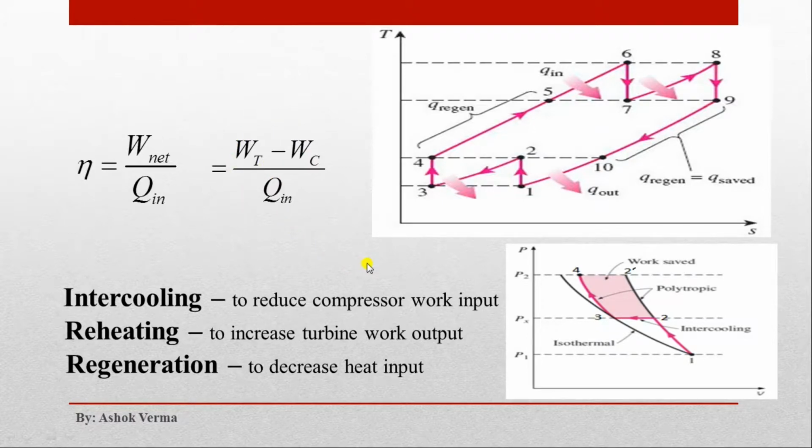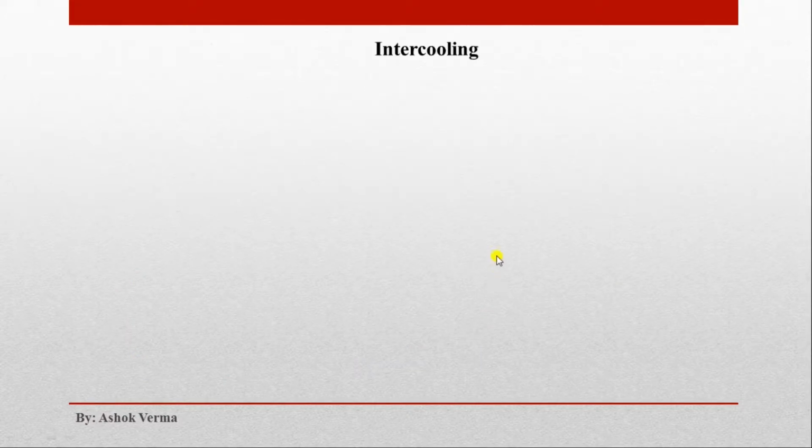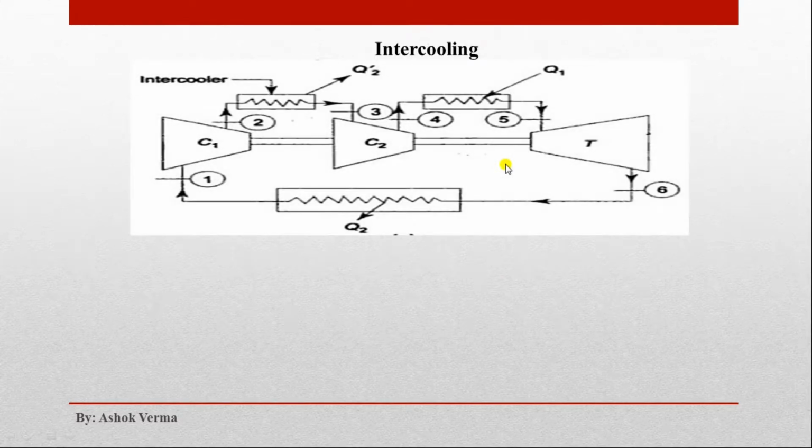We will see in detail one by one: intercooling, reheating and regeneration. First we will see intercooling. In intercooling you will see two compressors, compressor 1 and compressor 2, and between them there will be a heat exchanger or intercooler. After the compression, the pressure of the air will increase, and with the increase in pressure there will be an increase in temperature also. So you have to reduce the temperature of the compressor outlet, because if the temperature increases, its volume will increase, and if its volume increases, then the work done PdV will increase.